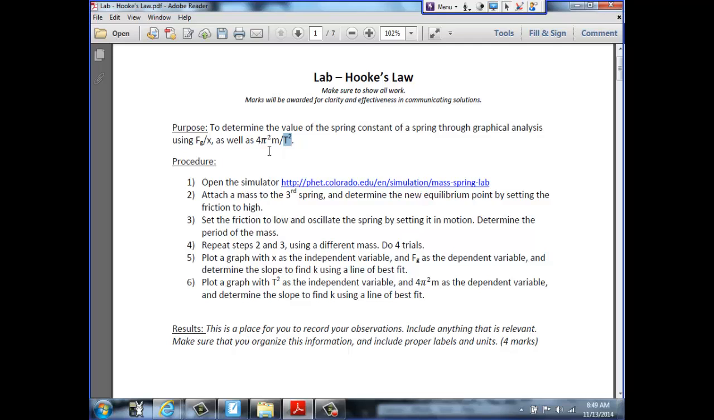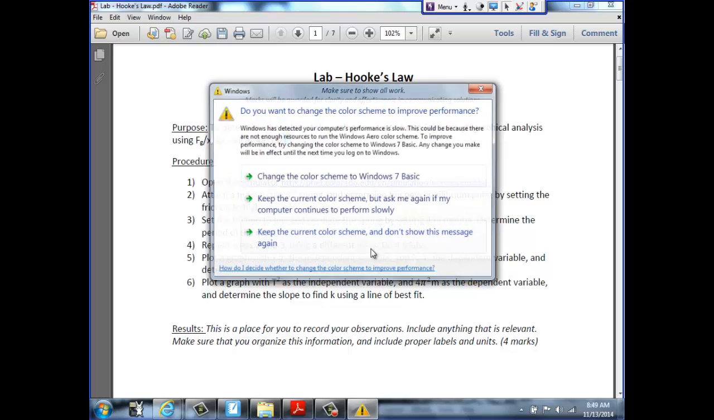Those are the only numbers we need. So please make sure you organize that in a table somehow, neat and organized. One thing I'm noticing as I'm marking some labs, please make sure that you include units everywhere and that you include proper labels. So if you're talking about M, please label it as mass in kilograms. If you're talking about T, please label it as period in seconds. Does that make sense? Please make sure you label all this properly.